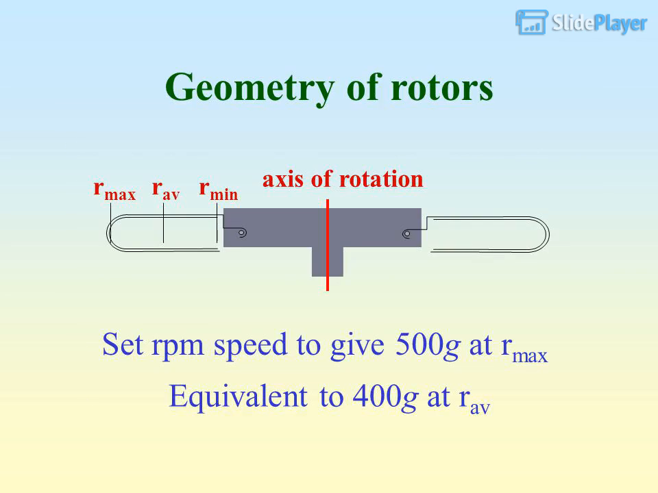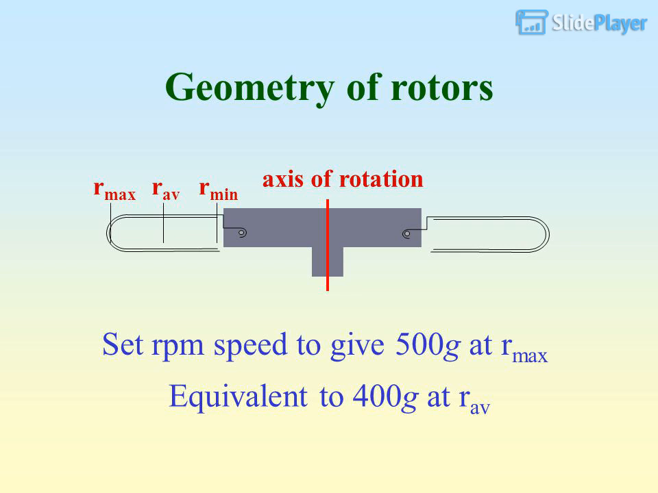Geometry of rotors. Set RPM speed to give 500 grams at max. Axis of rotation, Rmax, Rav, Rmin. Set RPM speed to give 500 grams at max. The selection of the correct RPM to provide 450 to 500 grams is critical to the success of the method. The description of the G-force at the Rav of the tube, that is, the GAV, allows the selection of the correct RPM for different rotors and different tubes.